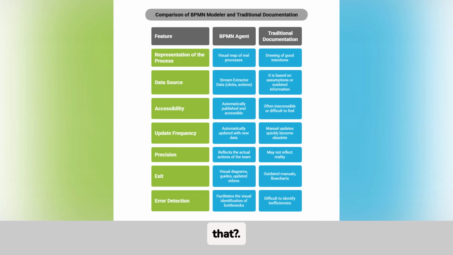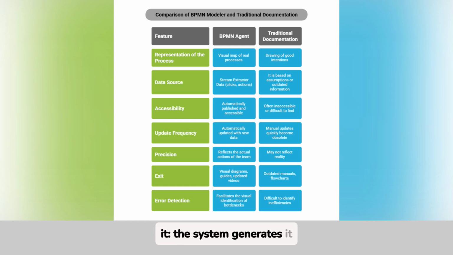BPMN? What's that? Business Process Model and Notation. It's a universal visual language used by companies to represent business processes. It allows you to clearly show how a process begins, what tasks it comprises, what decisions are made, and what happens in different scenarios. And the best part is, you don't need to know how to use it. The system generates it automatically and translates it into a very clear visual format, understandable by anyone on the team. That is, it transforms what was previously chaos or intuition into a plan that everyone can read and use as a reference.